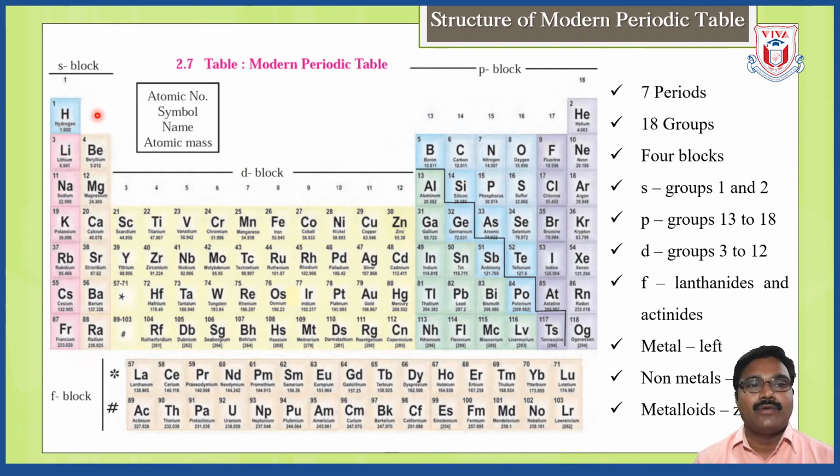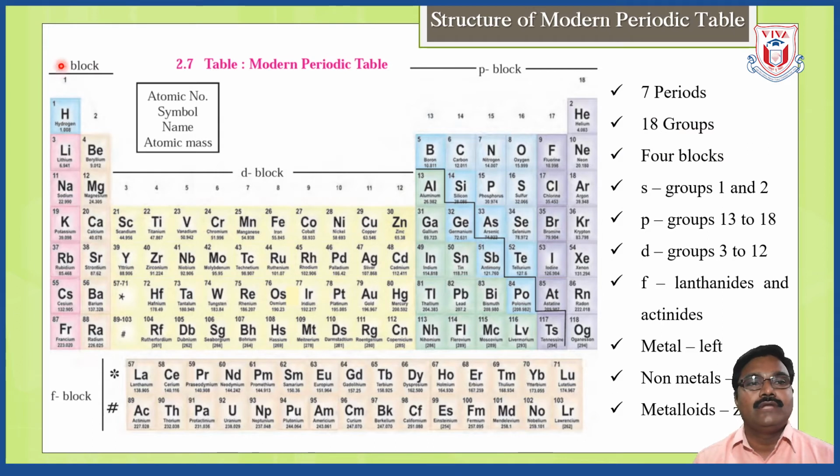We can count it. We will find that total 7 periods are there and total 18 vertical columns which are known as groups from 1 to 18. They are numbered as 1, 2 to 18, and in such a manner modern periodic table consists of 7 periods and 18 groups. Then there are total 4 blocks according to their electronic configuration.